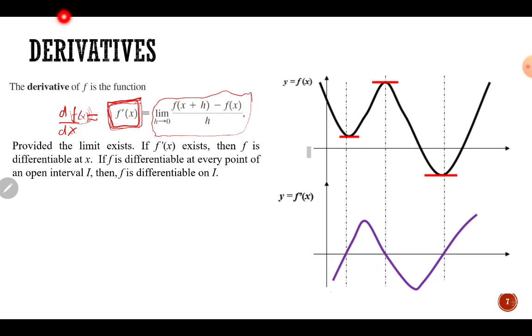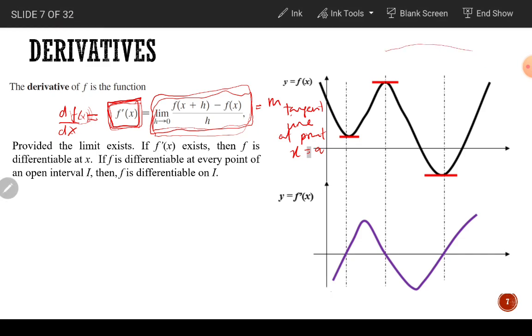Okay, ataupun kalau sebelum ni kita panggil this as the slope of the tangent line, m of the tangent line at a point x ataupun x sama dengan a. Alright, okay. So sekarang ni untuk you faham lagi konsep the derivative of the function ni, let's have a look at the graph here.